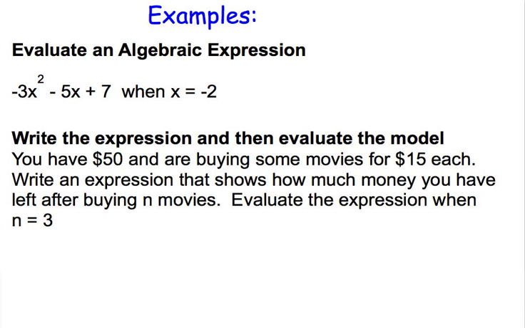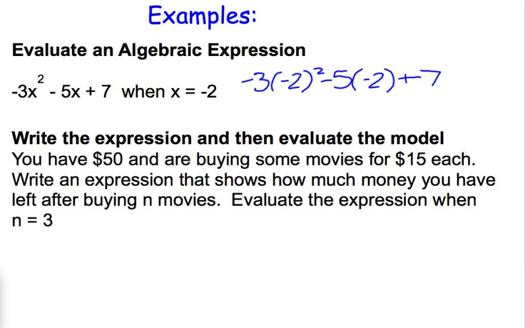So evaluate this algebraic expression when x equals negative 2. All you have to do is substitute in negative 2 for x. So what I'm going to do is write it over here to the side. I've got negative 3. Instead of x, I'm replacing x with negative 2, closing my parentheses, squaring it, minus 5 times x, but x is negative 2, closing my parentheses and adding it to 7. So this is an expression. We're going to find out what it equals.